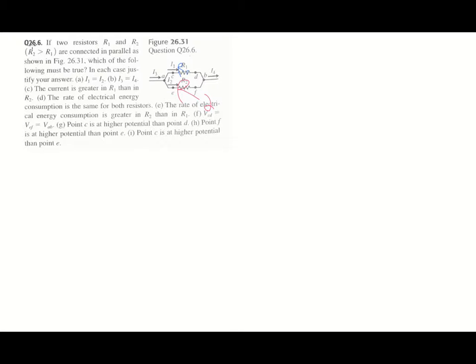The first one, A, is that I1 is equal to I2. They said the currents are equal. Well, for A, that's got to be false. Okay, they're in parallel, so they're both going to have the same voltage. And if R2 has a greater resistance, then according to Ohm's law, remember, I equals V over R. It's a terrible V, but you get the idea. So if R2 is greater resistance, then it must have a smaller current. I2 has to be less than I1.